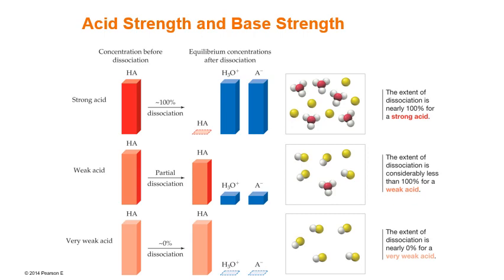For example, in this slide, strong acid, HA, dissociates into H3O+ and A-. For a strong acid, the extent of dissociation is nearly 100%. In general chemistry course, you were asked to memorize strong acids. Review them. The rest of the acids are weak acids or very weak acids. A weak acid, for example HA, will have a partial dissociation into H3O+ and A-, thus creating an equilibrium where the extent of dissociation is considerably less than 100%.